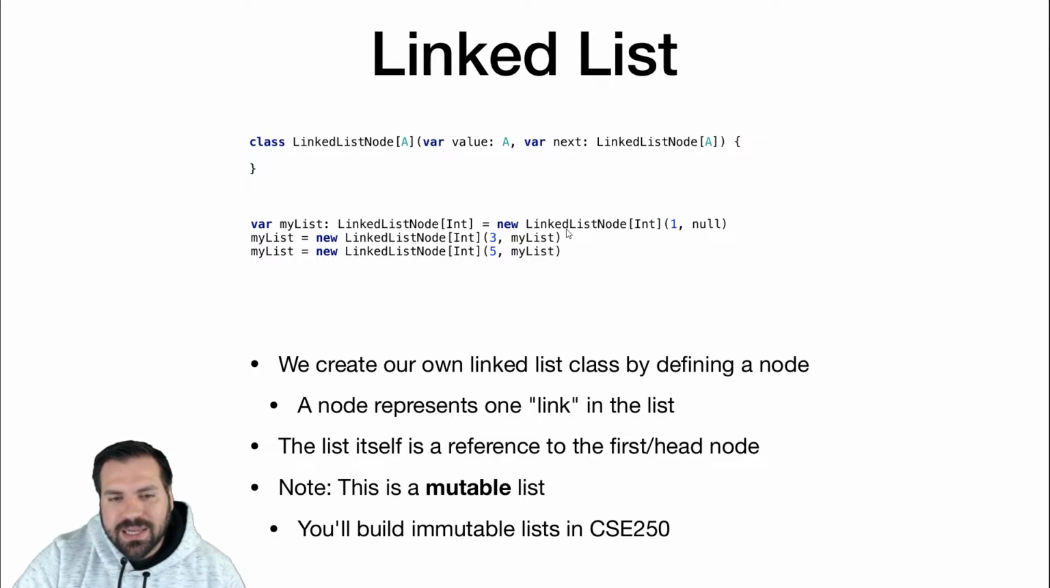So we have this linked list node. We're going to create a new linked list node. And at this point, my list is going to be a reference to a linked list node, which stores the value 1 and has next of null. So we would say my list is a reference to the list that just has the value 1.